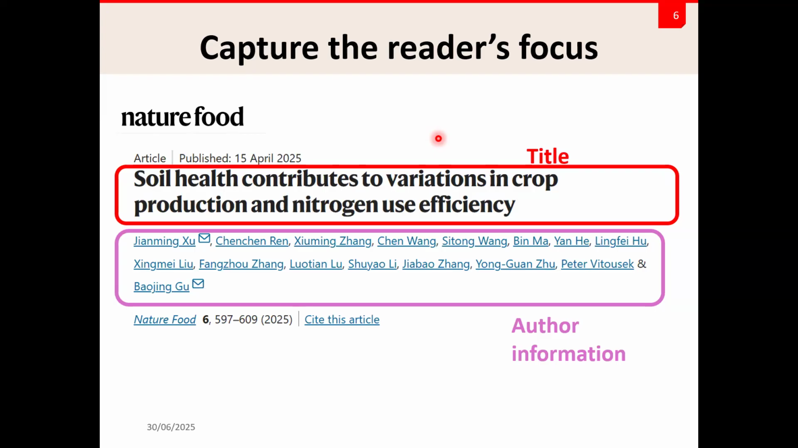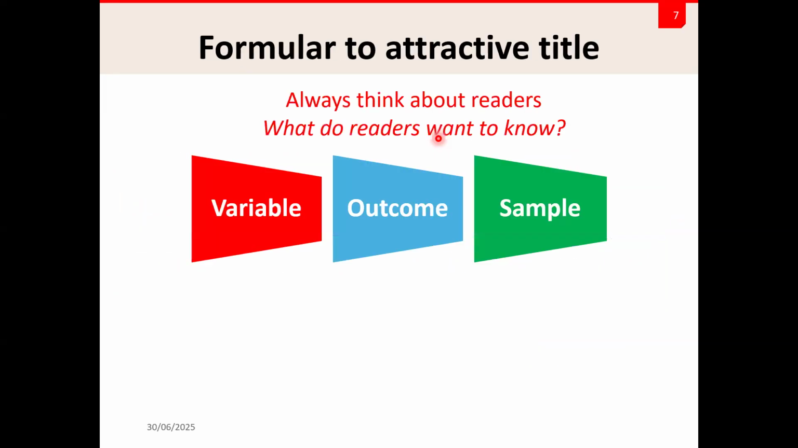So here today, this workshop is completely based on the standards of the Nature Journal and my experience throughout my career, as well as several seminars and workshops conducted by Nature Journal that I have joined. So this whole workshop is based on them. I want to let you know that, and I'm really happy to share my experience with you. So let's dive into the formula to an attractive title.